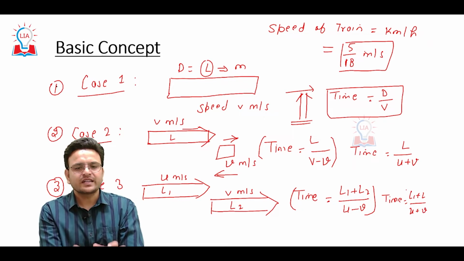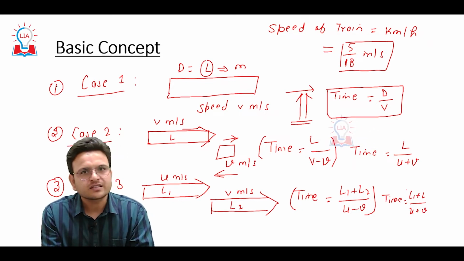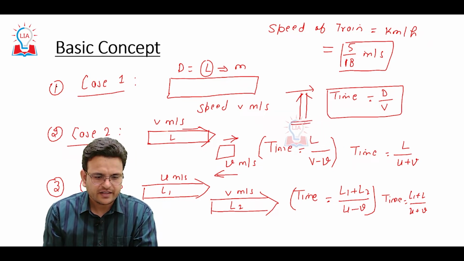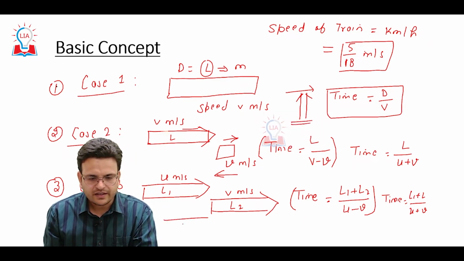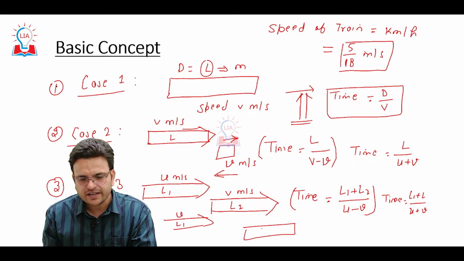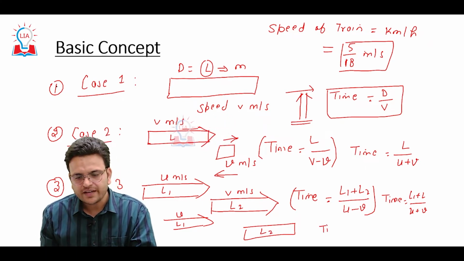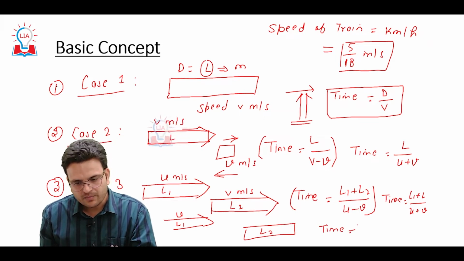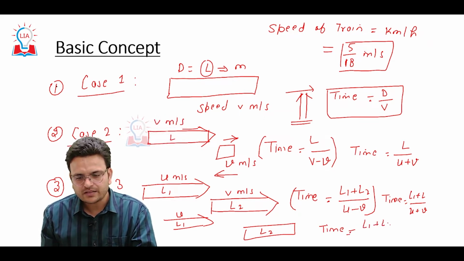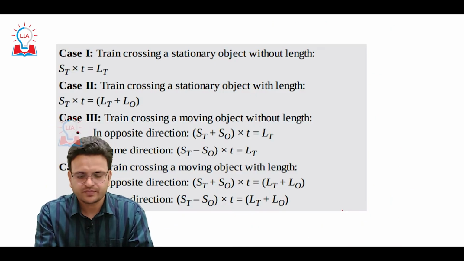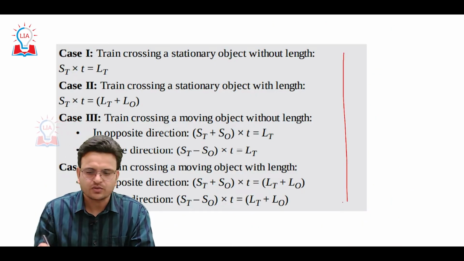Hope you are able to understand these concepts. Now come to the last case. In the last case we are considering a train of length L1 and speed u. How much time will the train take to cross a platform whose length is L2? So time taken by the train to cross a platform will be L1 plus L2 upon u. Hope you are able to understand all these concepts. Let's see the questions. I have given some concepts here also, just go through it.